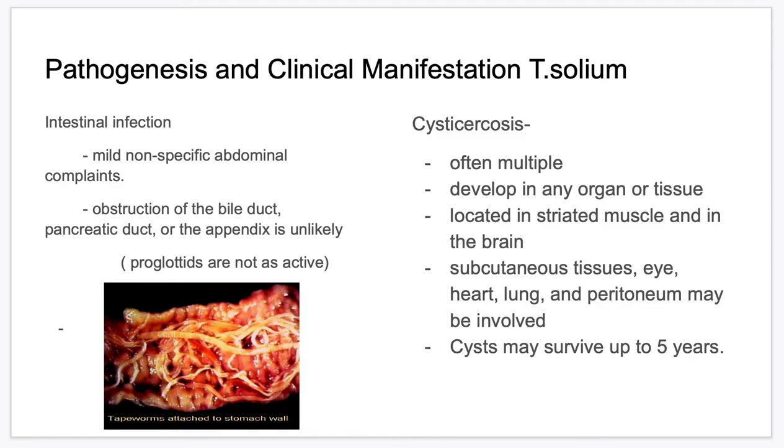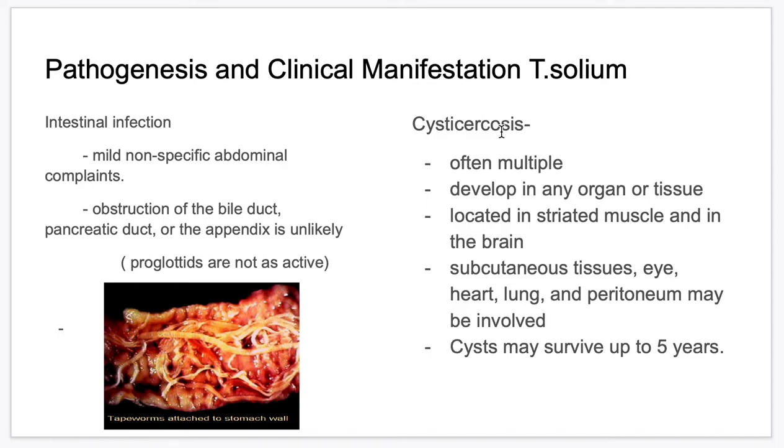So, the pathogenesis and clinical manifestations of your T. solium. Intestinal infections are mild, with non-specific abdominal complaints. In contrast to your T. saginata, whose proglottids can actively crawl, in solium they are not as active. So, obstruction of the bile duct, pancreatic duct, or the appendix is unlikely.